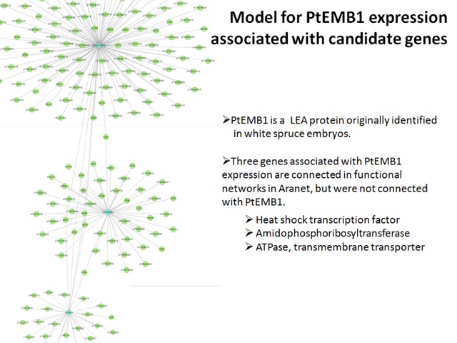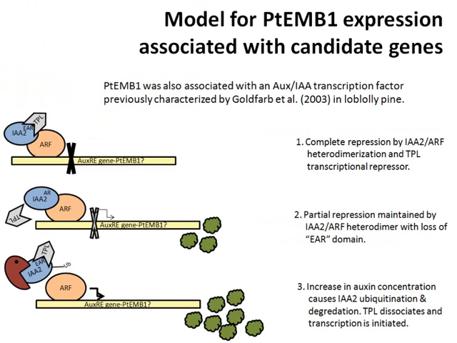So as an example of how we approached this, this is gene PTEMB1 we collected gene expression data on. It was a LEA protein identified in white spruce, and it was associated with these 3 genes, and they were all linked in this ARNet network here. The trick was that PTEMB1 wasn't in that network. So we kept looking in the literature and found that it was also associated with an OXIAA transcription factor, which represses the expression of auxin-responsive genes.